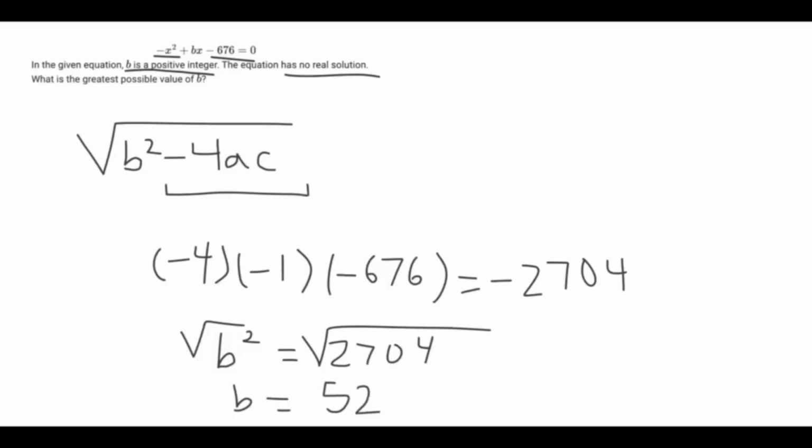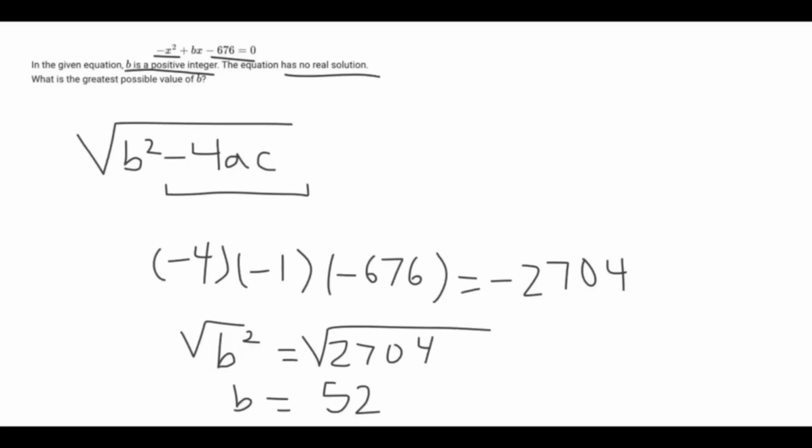Now 52 is not our final answer, because if b is equivalent to 52, our discriminant would be equal to 0, and we would have 1 solution. But this equation has no real solution. And so we know that b is a positive integer. So in order for b to be a positive integer, it is just the number that is below 52.